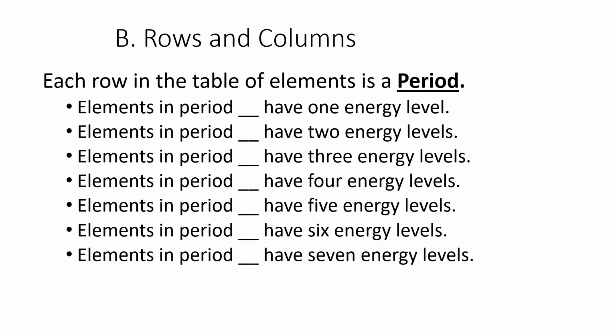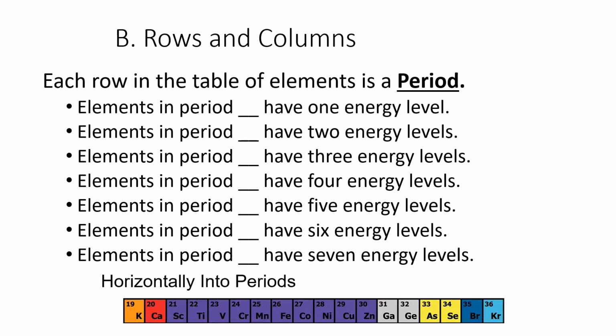So to determine the number of energy levels that any element has, I just need to see which period it's on. Elements in that first row, hydrogen and helium, only have 1 energy level, therefore they only get 1 circle. Elements in period 2 have 2, 3 have 3, 4 have 4, 5 has 5, 6 has 6, and 7 has 7. All you have to do is look at the label on the side of your periodic table to determine the number of rings that any Bohr model should have, the number of energy levels that the electrons can go into.